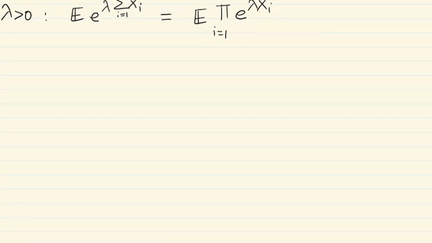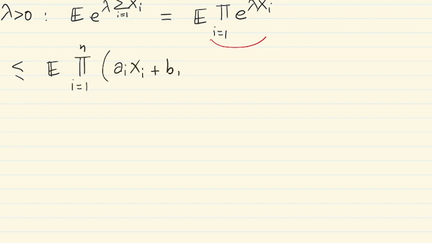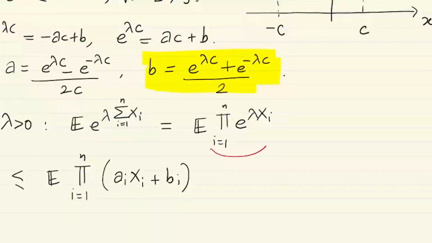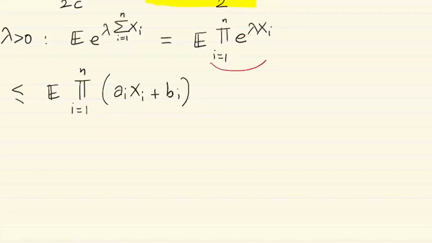And now let's apply the linear upper bound to each of these e to the lambda x's. What that gives you is, because the exponential always has a positive range, one can apply this term by term. So it's the expected value of the product of ai xi plus bi, where ai and bi are customized according to this linear approximation depending on ci for every random variable xi. So it's the expected value of this product of affine functions.